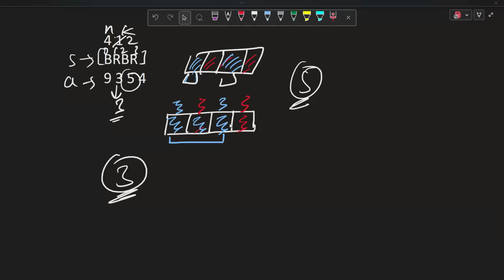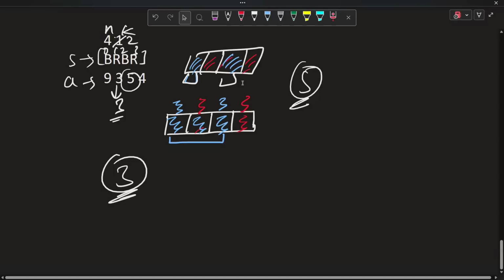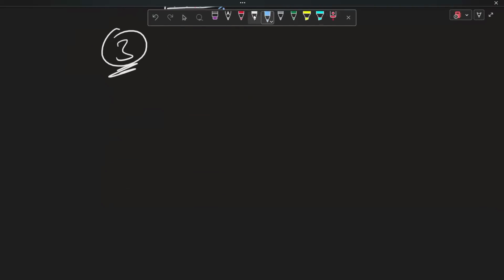Okay, let's try to think how we can solve this problem. If you look at the constraints, n is 3 into 10 power 5 and k is less than or equal to n. So you need to solve it in some order of n or n log n, something like that. Okay, first of all, let's try to find when our answer can be 0, that is, when we can make all the requirements fulfilled.